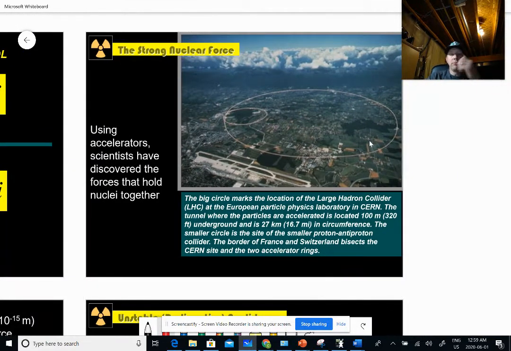Okay, so now what we're going to do is talk about radioactive decay. So we had to do that first, learning about protons, neutrons, electrons in order to do radioactive decay, because we're going to be talking about those things.